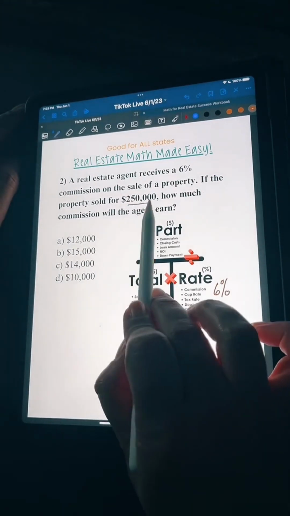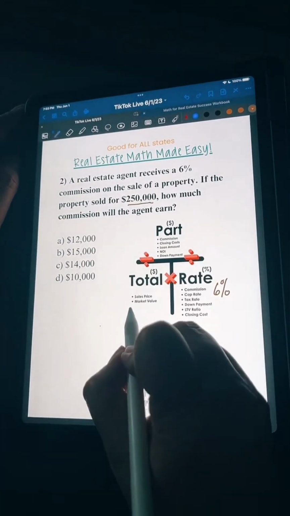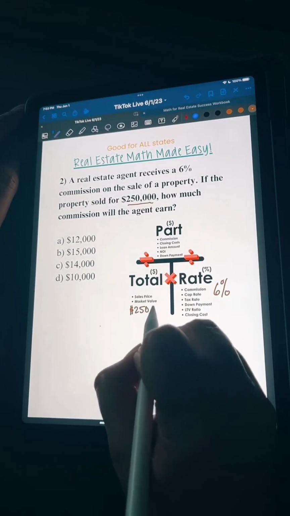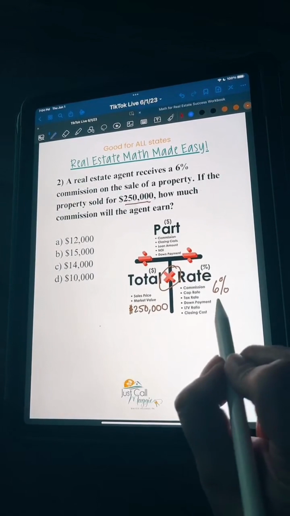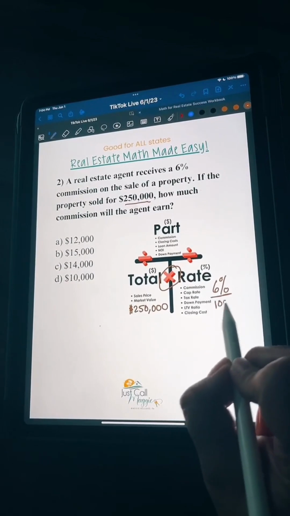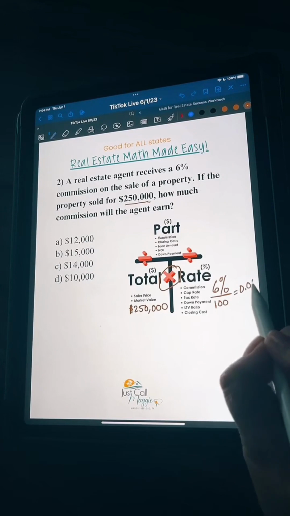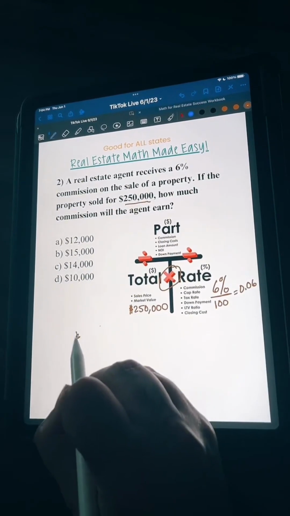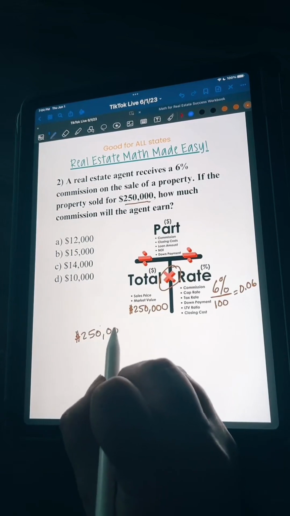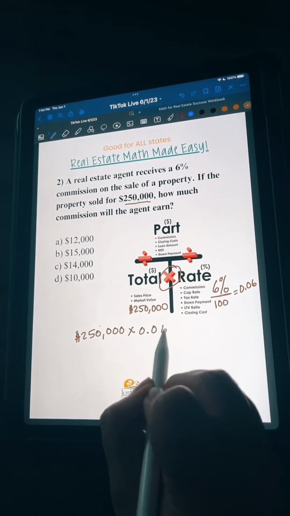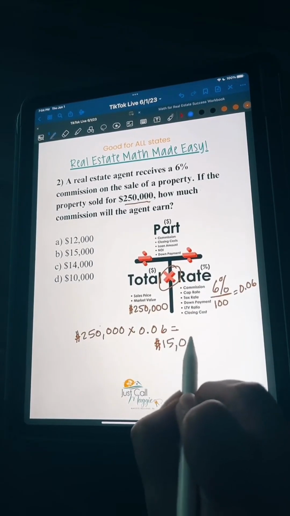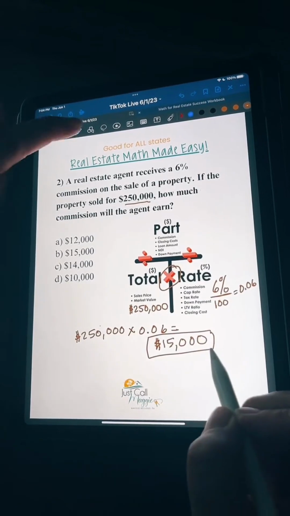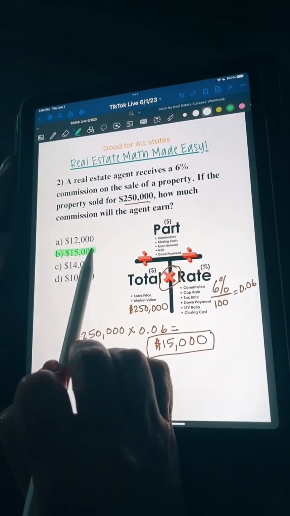So if it says a real estate agent receives 6% commission, the percent always goes here. And then the property sold for $250,000, that's my sales price, so it will go here. All right, now the T-chart's telling me that I have to multiply. So we change this percent to a decimal by dividing by 100, and that means 0.06. So $250,000 times 0.06 equals $15,000. You guys were correct. Good job. So my answer is B, as in boy.